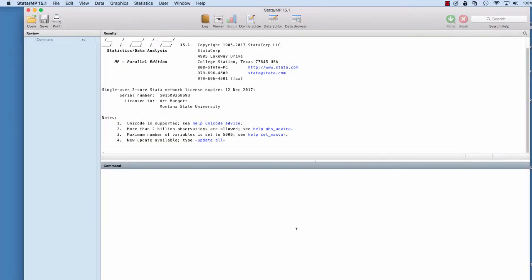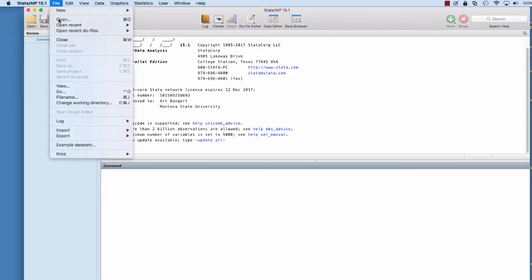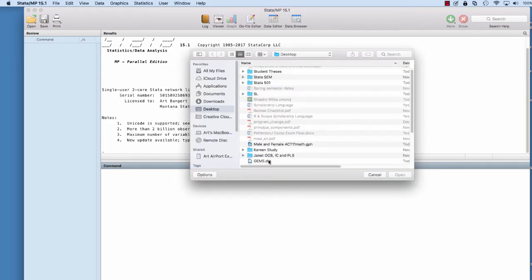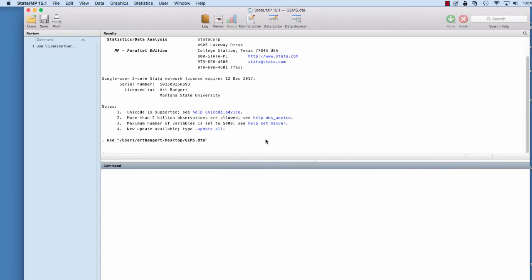For this video, I'm going to demonstrate how to use Stata to conduct an independent samples t-test. And to illustrate this procedure, I'm going to use the Growth and Enhancement for Montana Students data that we've obtained from the Office of Public Instruction in Montana. You can see that data set is open, and we're going to browse that data just a little bit here.